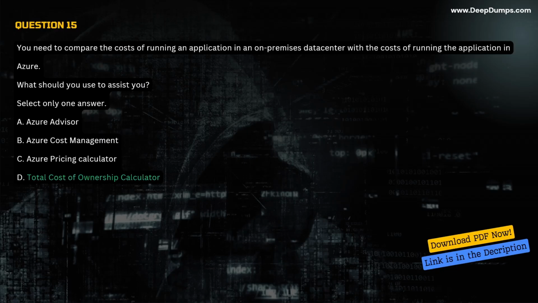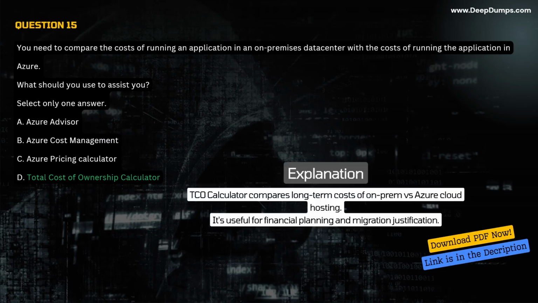Correct answer is D. Total Cost of Ownership Calculator. Explanation: TCO Calculator compares long-term costs of on-prem versus Azure cloud hosting. It's useful for financial planning and migration justification.